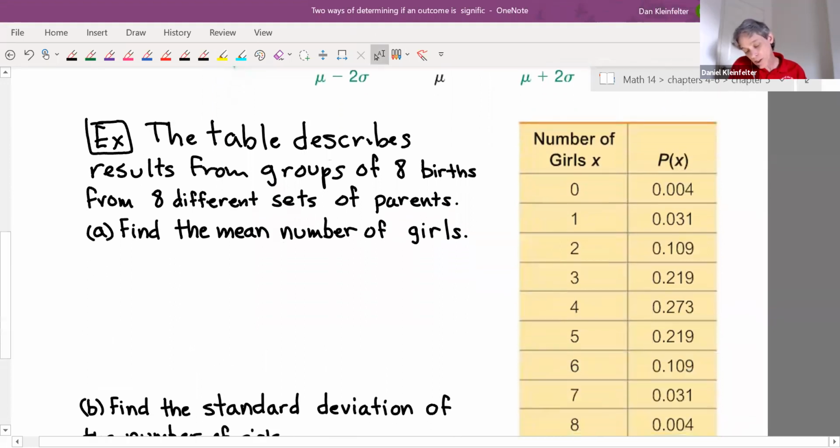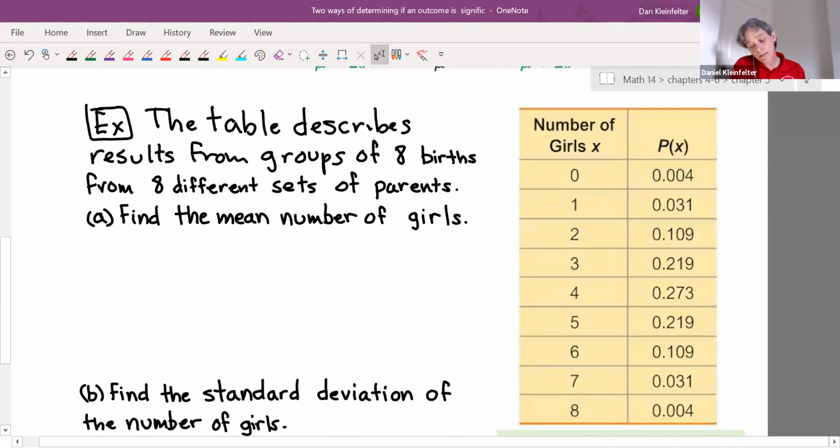So the table that is shown here shows groups of 8 births from 8 different sets of parents, okay? And this measures the number of girls in those 8 births. So kind of like the example we'd had earlier with groups of 6 people sitting at a table. This is groups of 8 sets of parents, and so there's 8 babies. Within those 8 babies, how many girls?